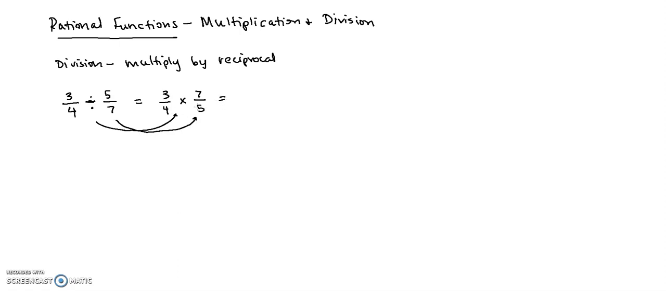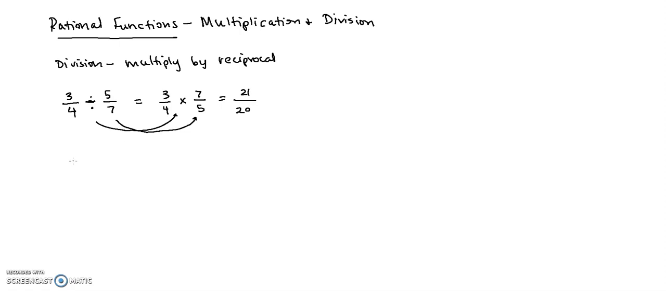Once you do that, you do everything the same as what we just talked about at the start of this video. You look for anything that reduces. Nothing reduces, so we multiply straight across the top and straight across the bottom. We get 21/20. They don't have anything in common, which we knew because they didn't reduce. Same idea for rational functions: we're going to change it to multiplying by the reciprocal.